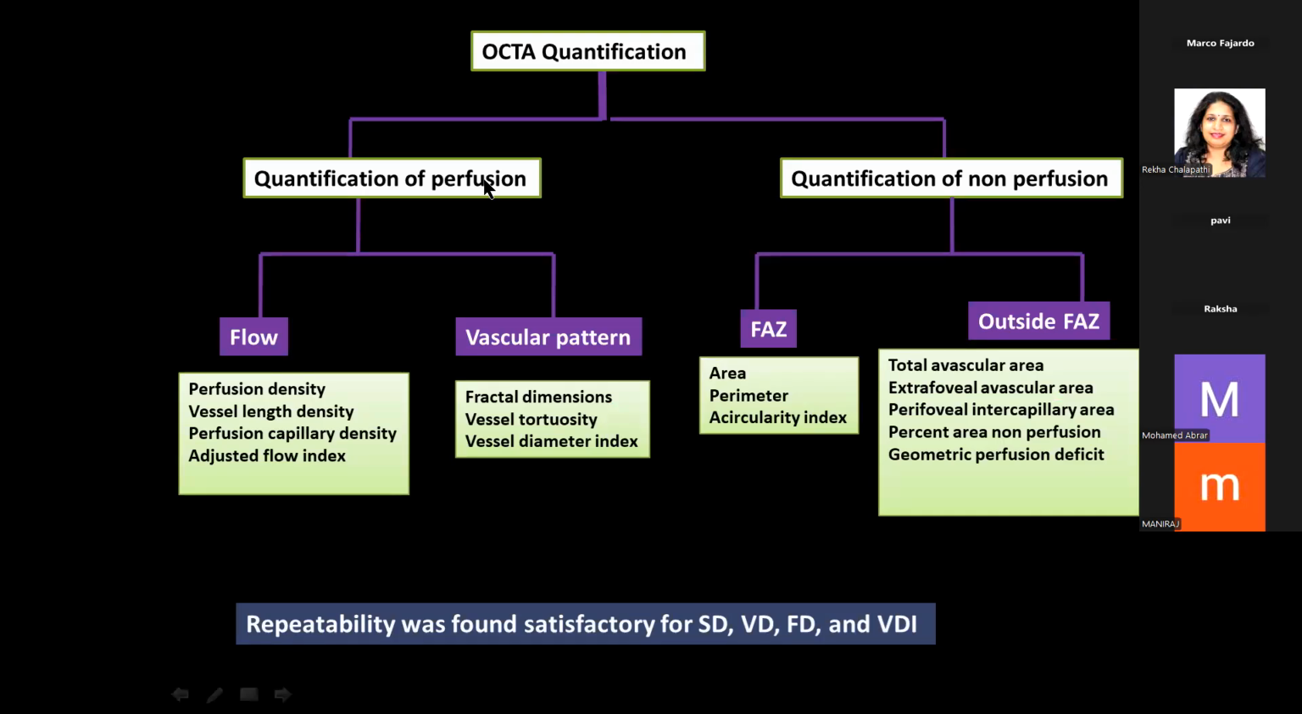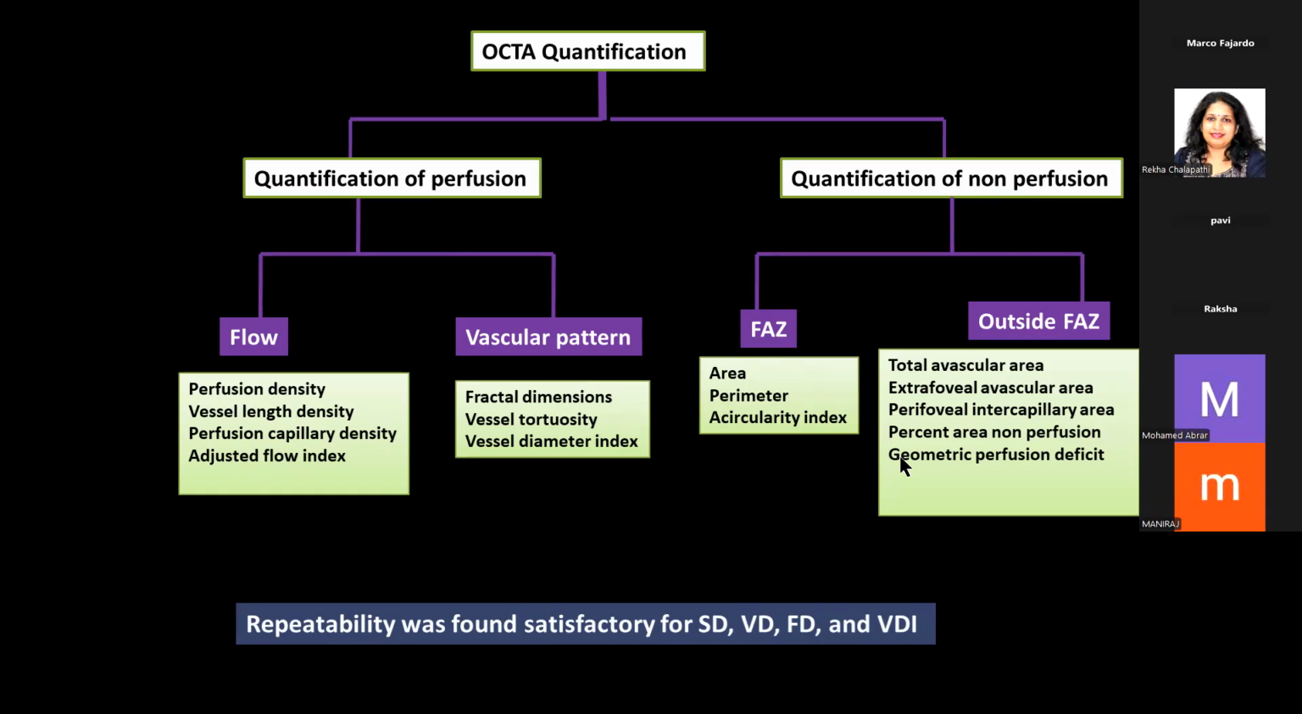Let me show you, this is a very, very important slide. Some quantify perfusion, some quantify the non-perfusion. In the quantification of perfusion, you can see the perfusion density, vessel density, flow index. In the vascular pattern, you look at the tortuosity of the vessels, vessel diameter index. Then in the FAZ area, you look at the area, the perimeter of the FAZ, and acircularity, which means how much the FAZ deviates from a circular shape.